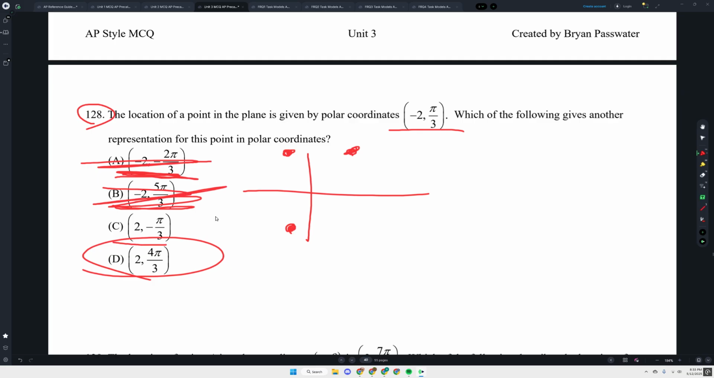And 2 to -π/3. We would go to -π/3, which should be in this quadrant, because we're going back π/3, and then we're going 2 here, which also doesn't work. And then 2, 4π/3. We would rotate to 4π/3, so that's a little bit more than π/3, and then we stay there.